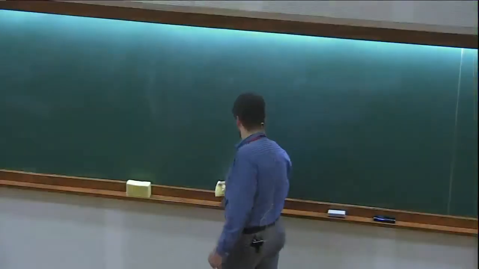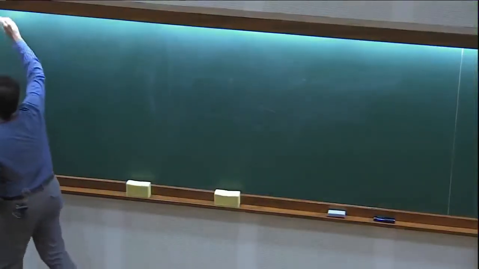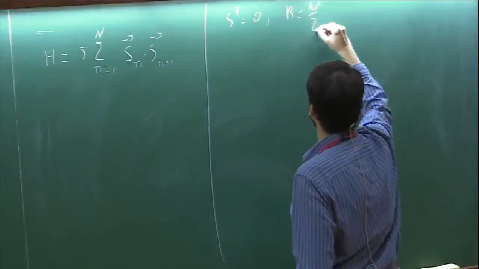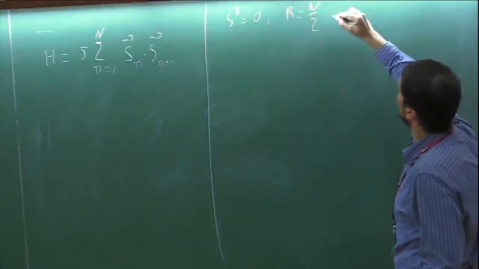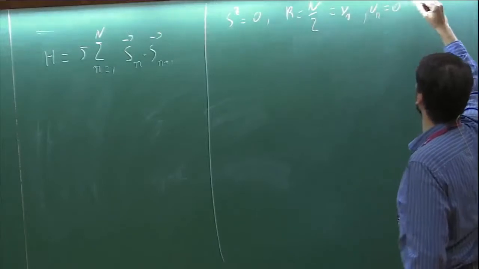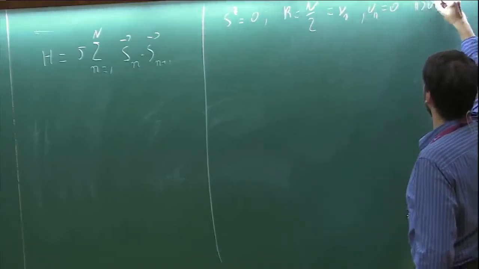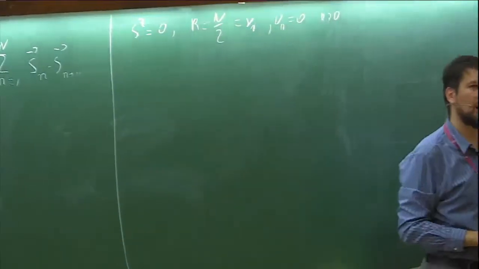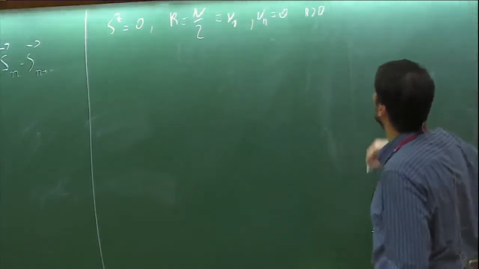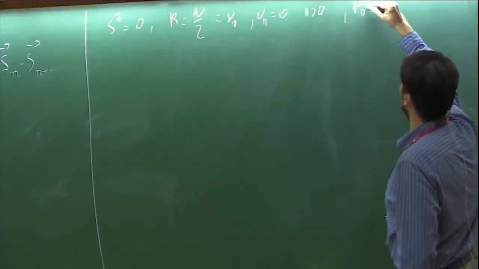So let me start from the ground state. I consider the situation in which you have zero magnetization, you have n/2 overturned spins, so n/2 magnons, and they're all free, so that all heavier bound states are unoccupied.